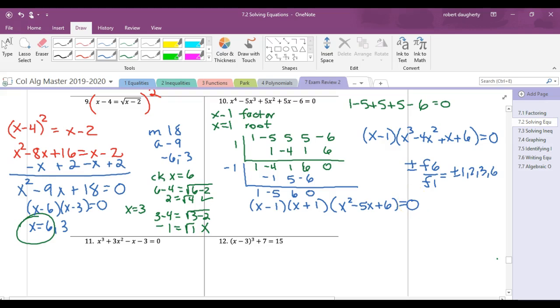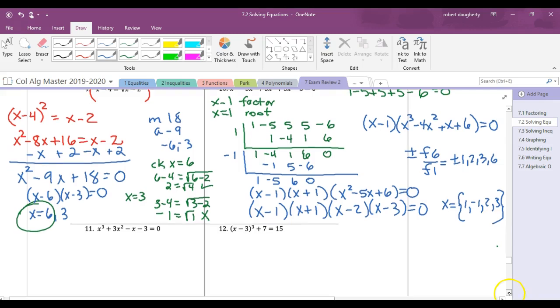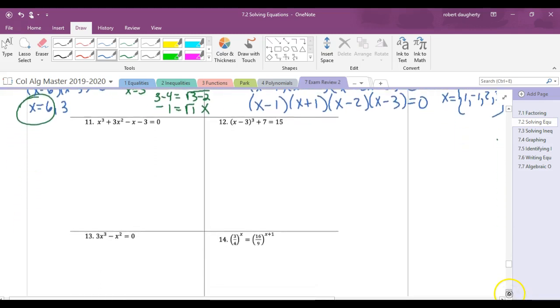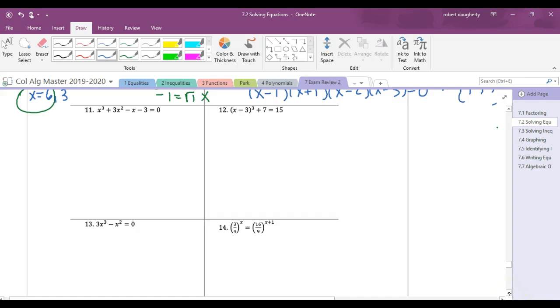How do I factor that quadratic? What are numbers that multiply to 6 and add to negative 5? That would be a negative 2 and a negative 3. So this is x minus 1, x plus 1, x minus 2, x minus 3 equals 0. My solution is x is equal to 1, negative 1, 2, and 3. So 4 solutions. That's a little bit involved, and that's sort of what we built a lot of our skills up, working up to be able to do something like that.